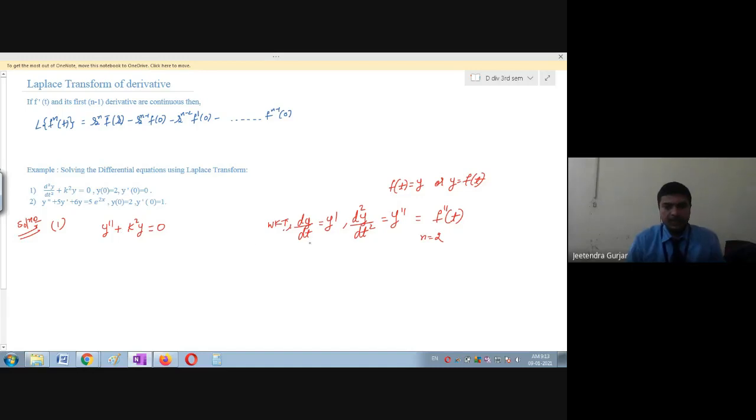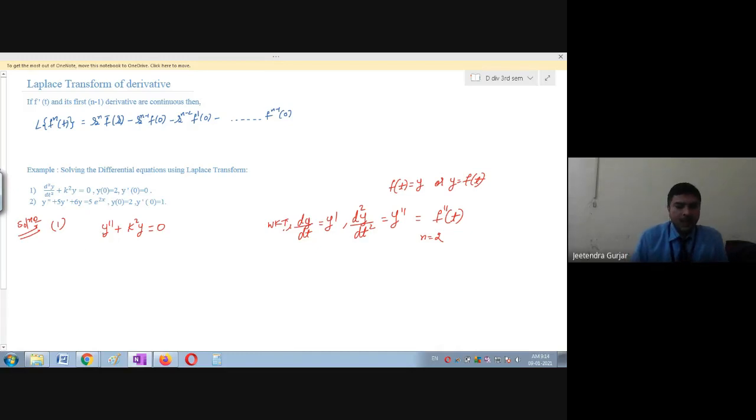Many students ask, sir, where is d square y upon dt square? In the previous semester I got this question, that sir, where is d square y upon dt square? So now, before the class starts the example, I have told you that y double dash is nothing but d square y upon dt square.